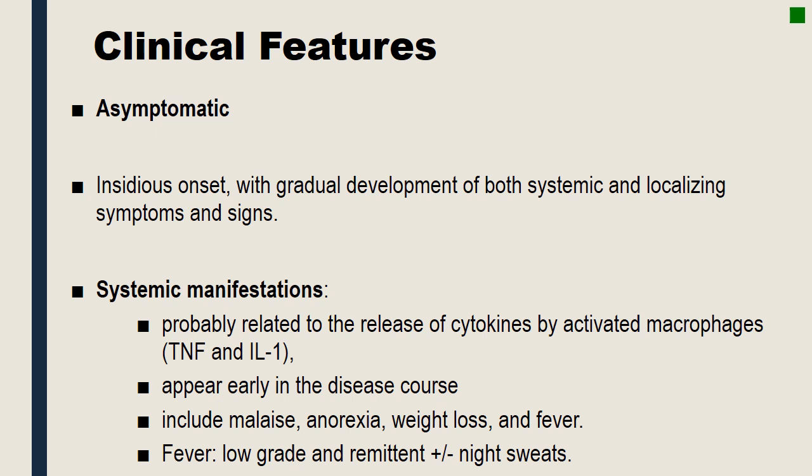When manifestations appear, they are usually gradual with development of both systemic and localizing signs and symptoms. Systemic manifestations are related to the release of cytokines by activated macrophages, mainly tumor necrosis factor and interleukin 1. This often appears early in the disease course and includes anorexia, weight loss, and fever. The fever commonly is low grade, appearing late each afternoon and then subsiding. Night sweats may occur too.